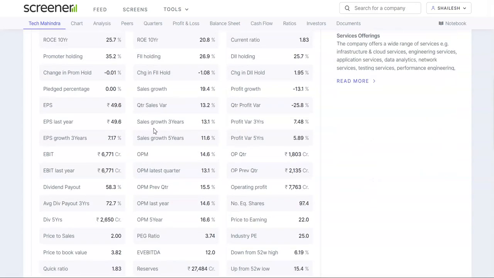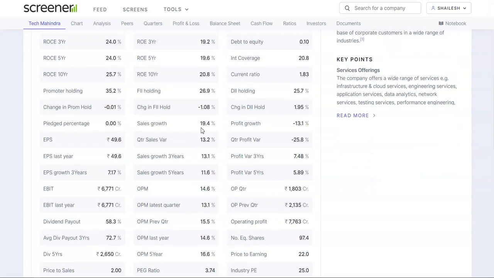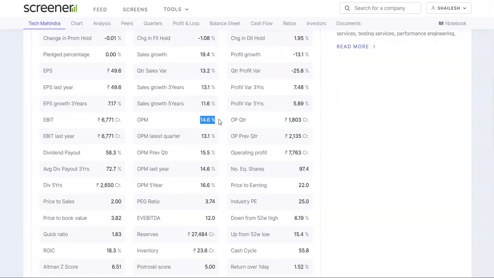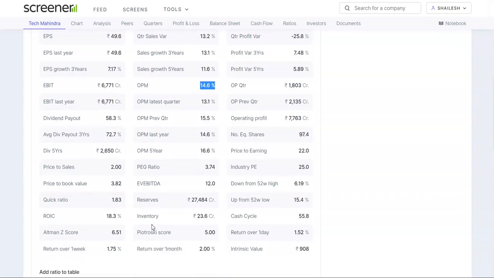So now if we look into the sales growth CAGR, it is 19.4 and the profit growth CAGR is minus 13.1. If we look into the EPS, the earning per share, it is 49.6. And if we look into the operating profit margin, it is 14.6. If we look into the quick ratio, it is 1.83, which is good. If we look into the return on invested capital, it is 18.3, which is also very good.